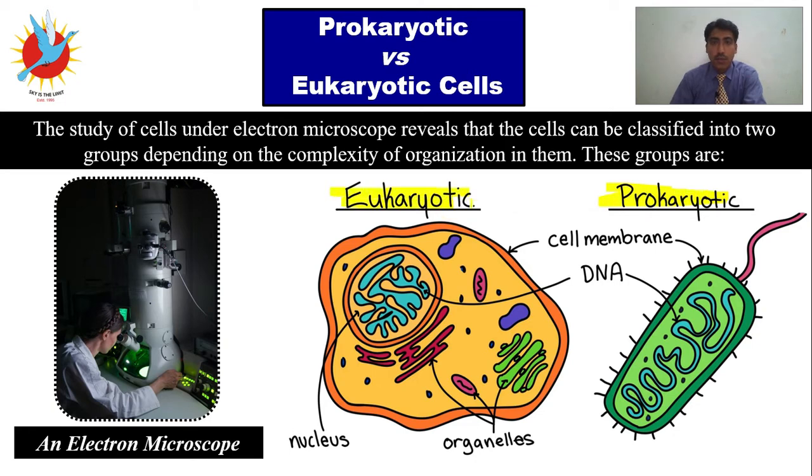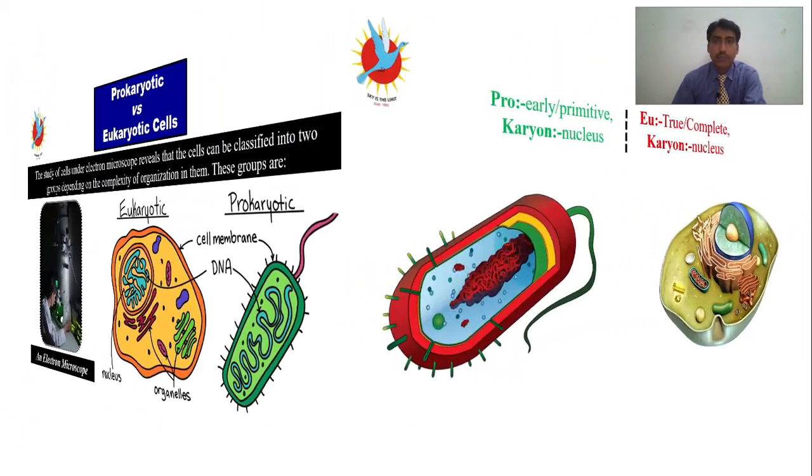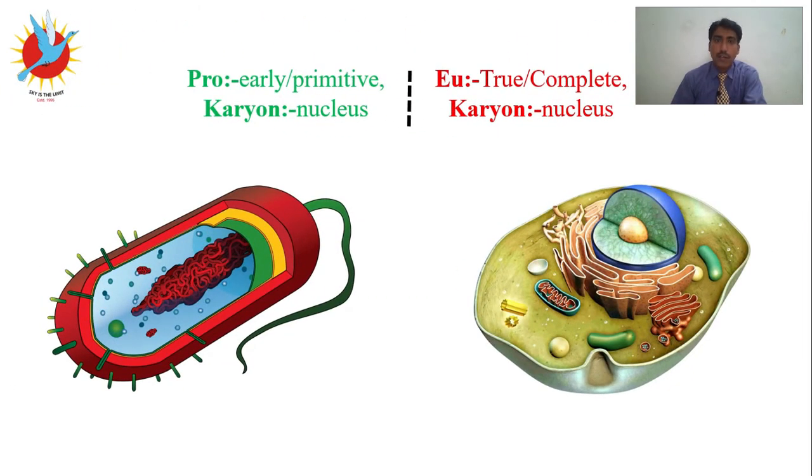And you can see here a kind of electron microscope. An electron microscope can be used to magnify the structure of a cell up to lakhs of times, so it can magnify our cell structure very precisely. But what is the meaning of prokaryotic cell and eukaryotic cell?